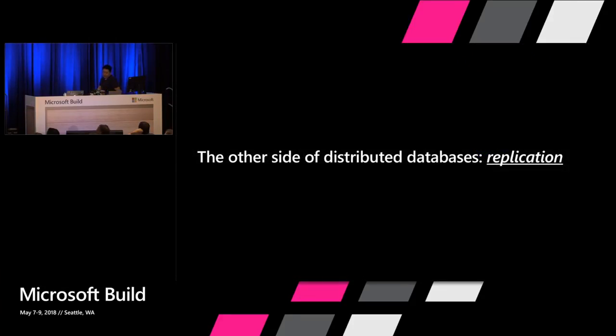So let's now jump over to the other side of distributed databases. We've talked a lot about partitioning. Let's also talk about replication. Partitioning is all about taking a data set and dividing it up, different data across different machines. Replication is all about then copying the same piece of data across multiple machines as well.